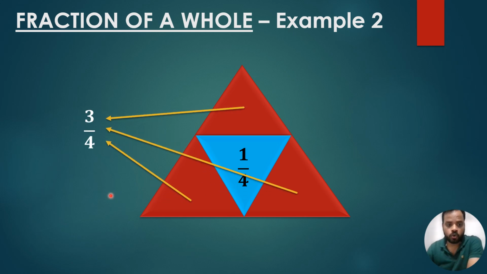Okay, so total parts were 4. Blue color was one part. Out of the four parts, blue color was one part. Therefore the fraction represented by the blue colored triangle is 1 by 4. Out of the four equal triangles, three triangles were of red color. So the fraction represented by the red colored triangles is 3 by 4.